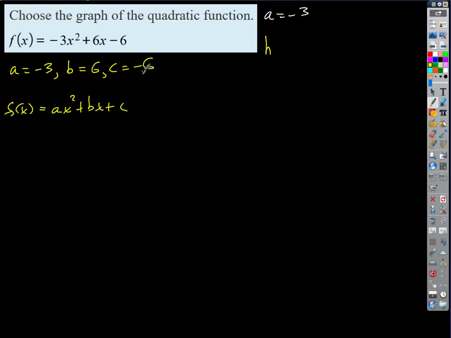It's that one that has division in it. Negative b over 2a, there you go. So we can plug stuff in there. So negative b is just -6, right? If b is 6, then negative b is -6, divided by 2 times a. Well, that's just -6 over -6. So what's h? 1. Good. H is 1.